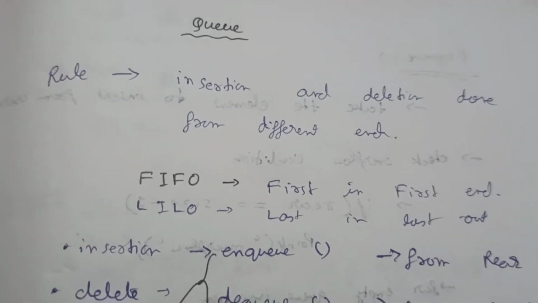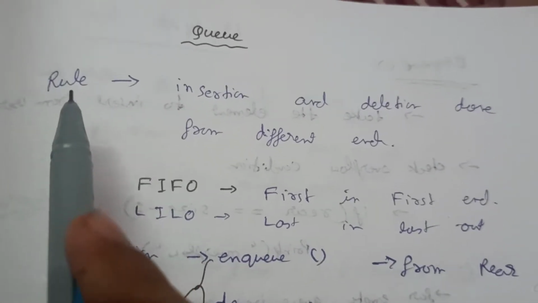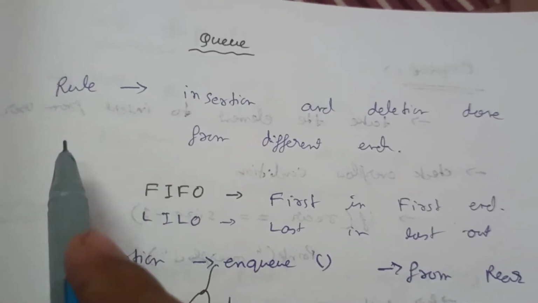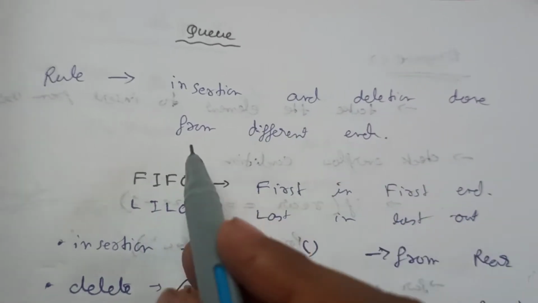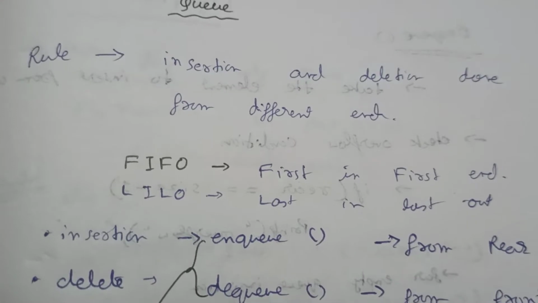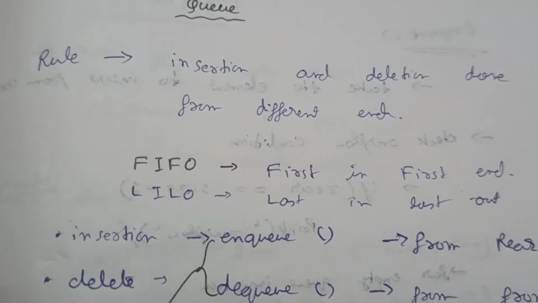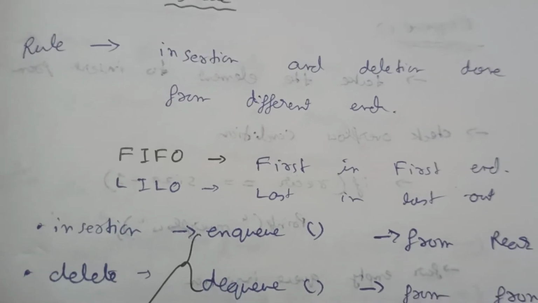Today we are going to learn about queue. So what is the rule of the queue? First, see, unlike stack, in queue insertion and deletion are done from different ends. We saw that in stack insertion and deletion are done from the same side, but in queue the insertion and deletion operations are done from two different sides.